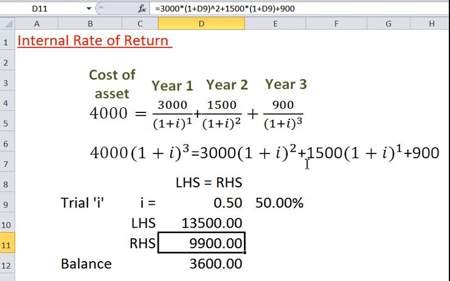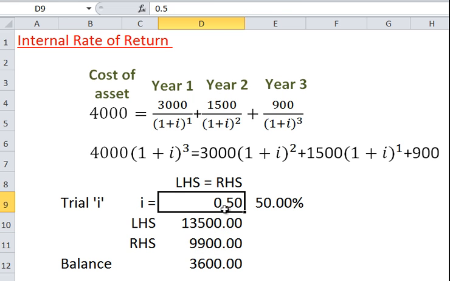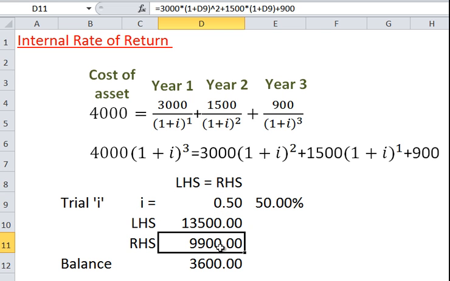And we just read on. It goes plus 1,500 multiplied by 1 plus I to the power of 1. In other words, 1 plus I. And there it is there in the formula. And the last one is plus 900, which is just there. So if I, or D9, is 0.5, the right hand side is 990. So there is a balance.